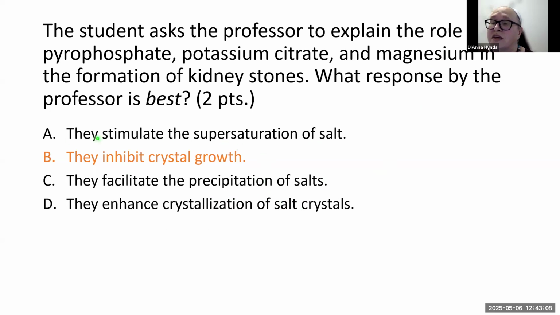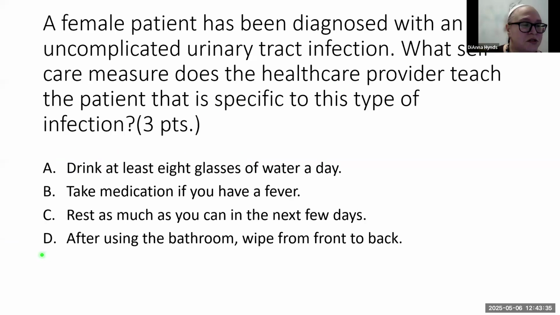This is the only thing in B that goes the opposite direction. And so that is the one by process of elimination that you would pick, because the other 3 are all associated with crystallization. And these three things actually inhibit crystal growth of salts. So they are preventing the formation of those crystals and the formation of kidney stones. Okay, next question.